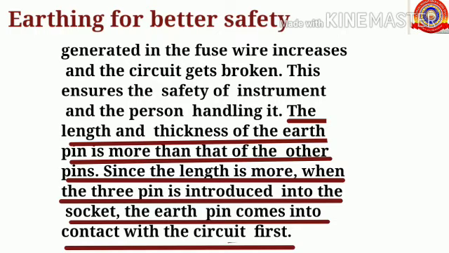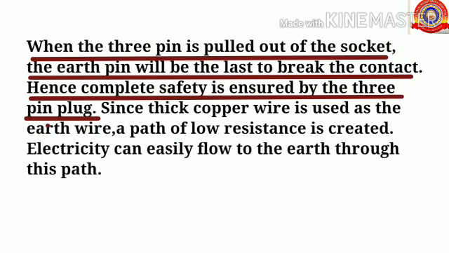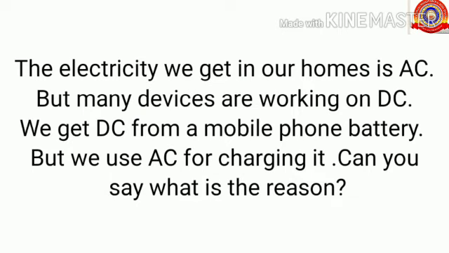So let's see what are the peculiarities of earth pin. The length and thickness of the earth pin is more than that of the other pins. Since the length is more, when the 3-pin is introduced into the socket, the earth pin comes into contact with the circuit first. And when the 3-pin is pulled out of the socket, the earth pin will be the last to break the contact. Hence, complete safety is ensured by the 3-pin plug. Here, thick copper wire is used as the earth wire. So, a path of low resistance is created here, so electricity can easily flow to the earth through this.